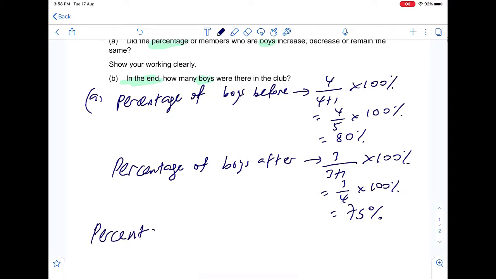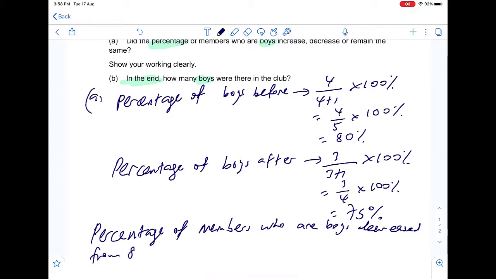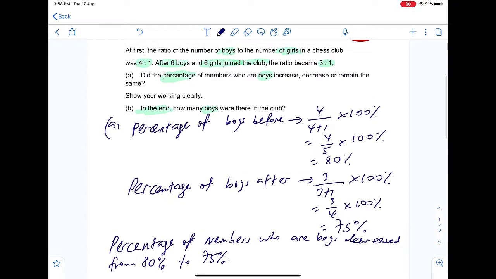Percentage of members who are boys decreased, right? Because it went from 80%, decreased from 80% to 75%. Alright, that's how we do part A. Now in the end, how many boys were there in this club?